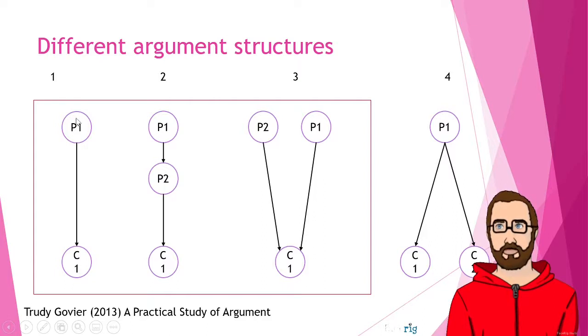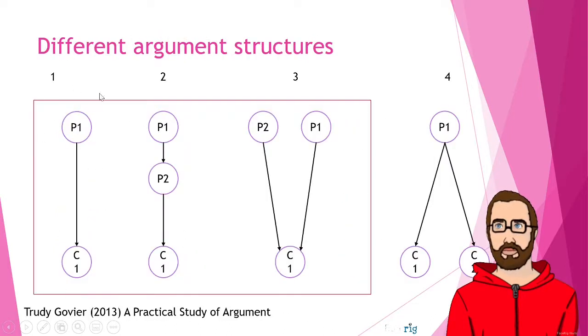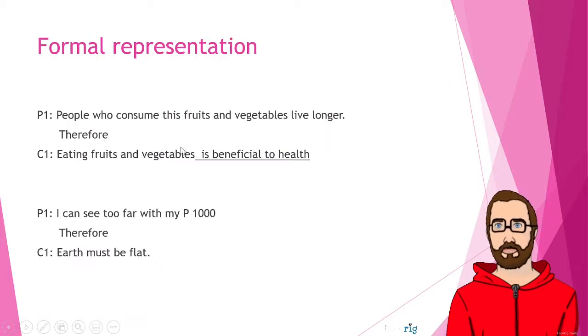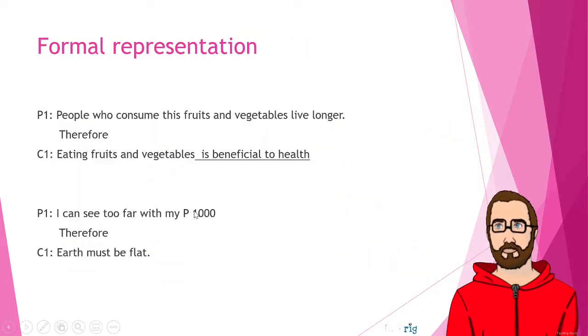So there would be an example, both of these would be examples of the one. Here I have written these arguments in their formal structure. So here the P1: people who consume fruits and vegetables live longer, therefore eating fruits and vegetables is beneficial to health.